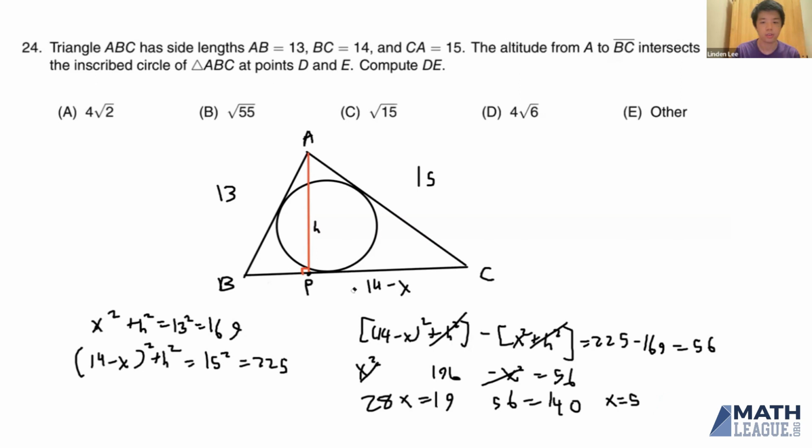So I can get rid of, wow, this is a very sensitive eraser. This is 5 and this is 9. And if you solve for h, 13 squared minus 5 squared, 169 minus 25, you get 144. So h is equal to 12. And, whoa.